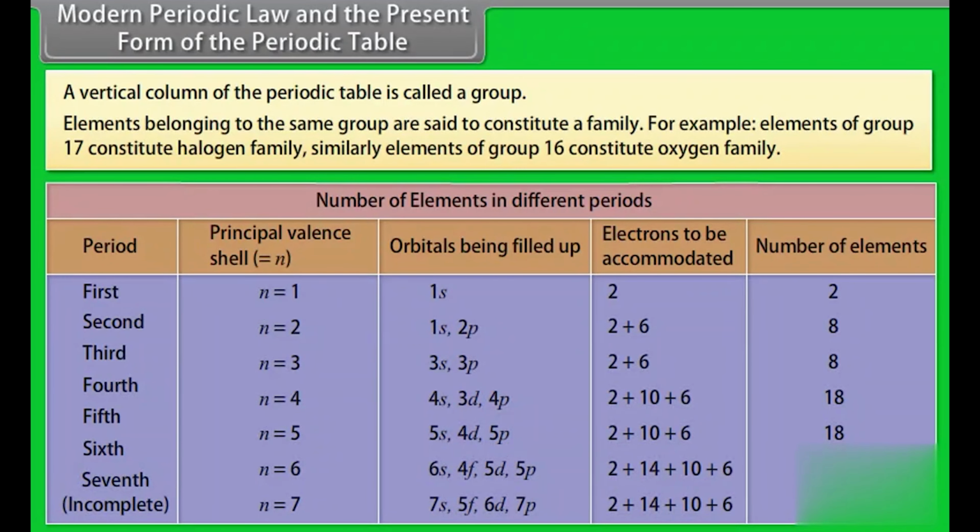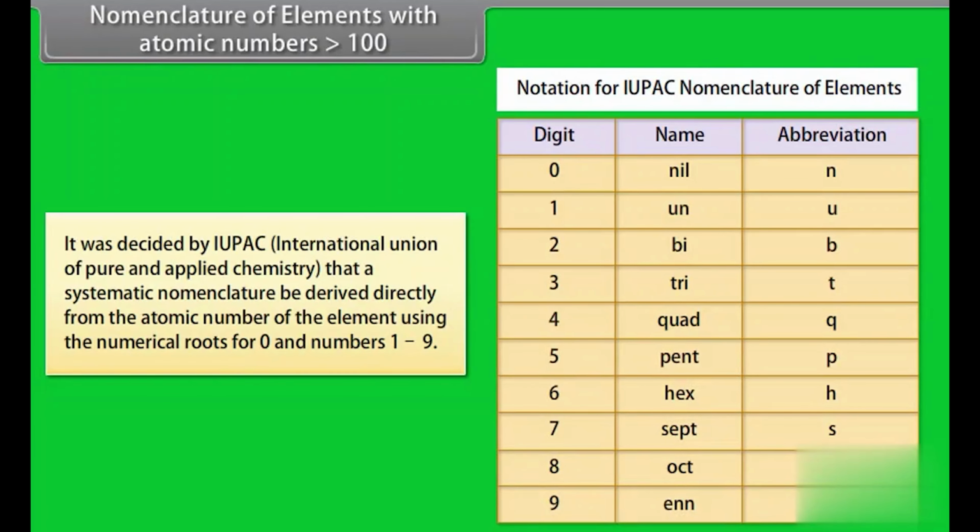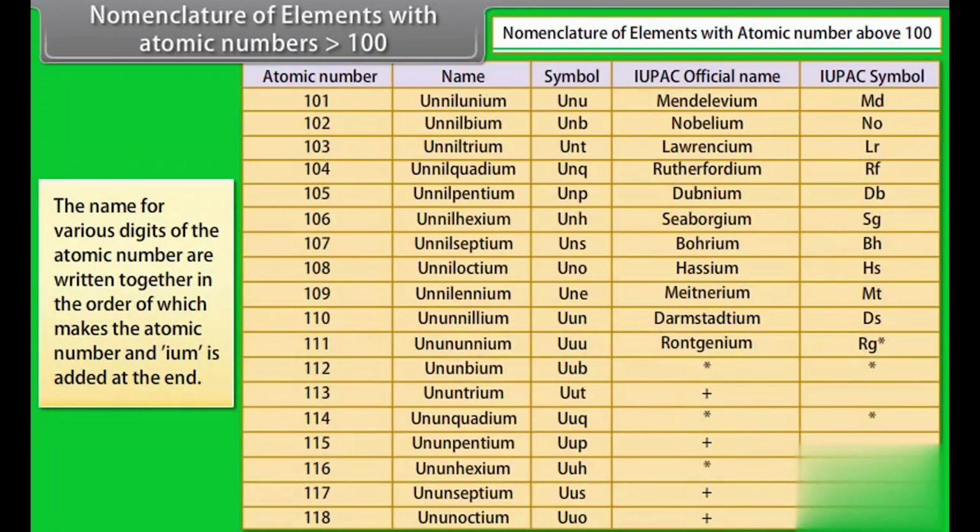Similarly, elements of group 16 constitute the oxygen family. Nomenclature of elements with atomic numbers greater than 100. It was decided by IUPAC, the International Union of Pure and Applied Chemistry, that a systematic nomenclature be derived directly from the atomic number of the element using the numerical roots for 0 and numbers 1 to 9. The names for the various digits of the atomic number are written together in the order which makes the atomic number, and -ium is added at the end.